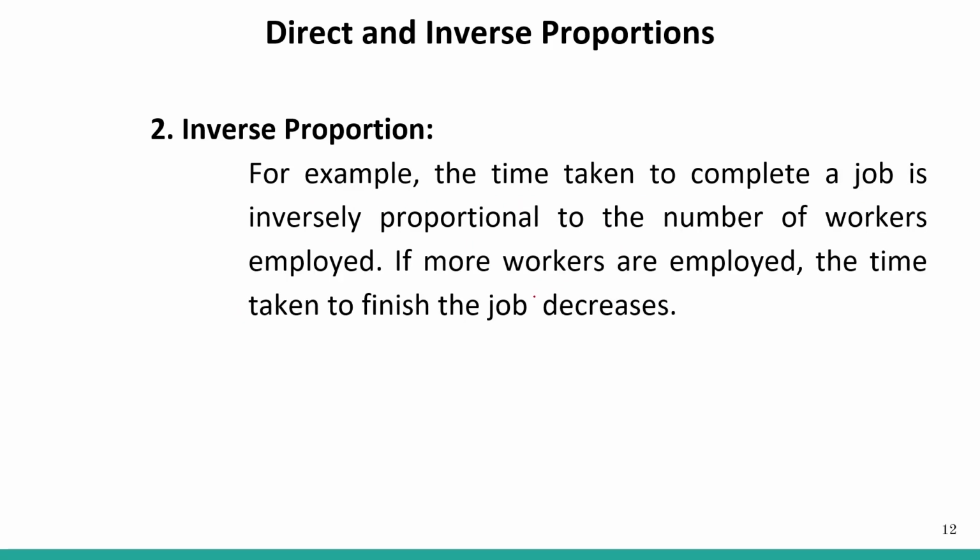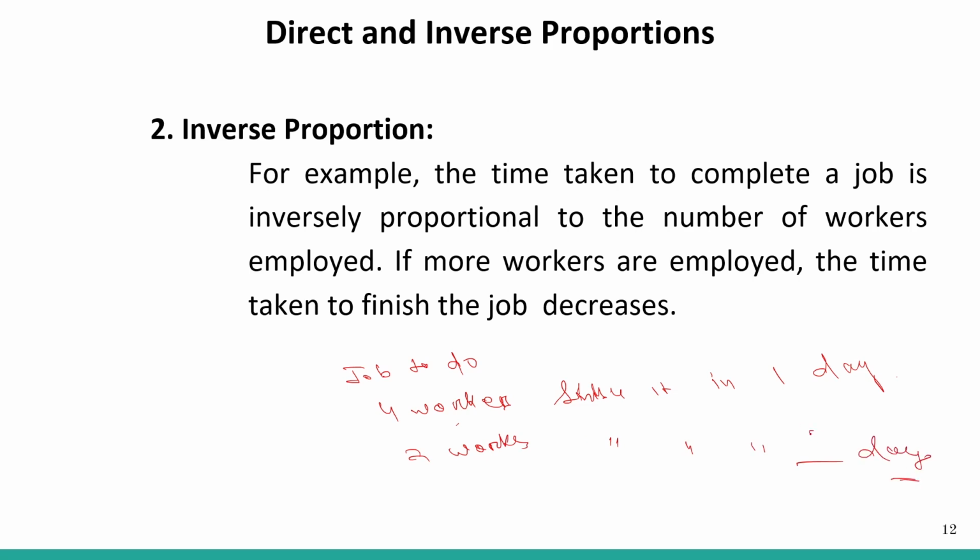Okay, so let's see an example. The time taken to complete a job is inversely proportional to the number of workers employed. So if more workers are employed, the time taken to finish the job decreases. Okay, so you have a job to do. 4 workers finish it in 1 day. Okay, so 2 workers finish it in how many days? Okay, they finish it in 2 days.